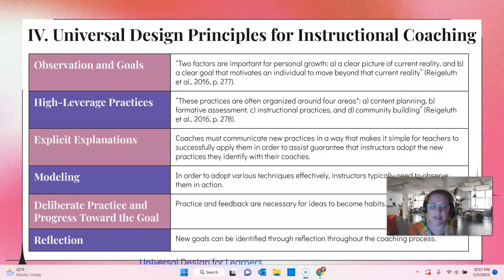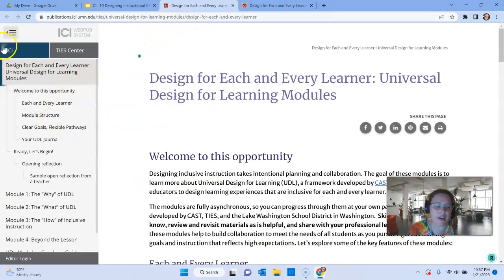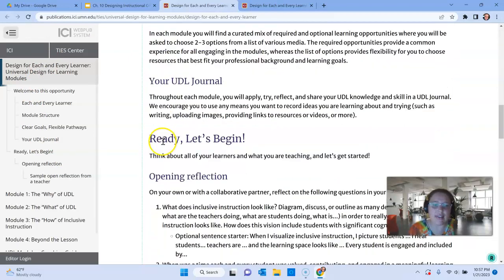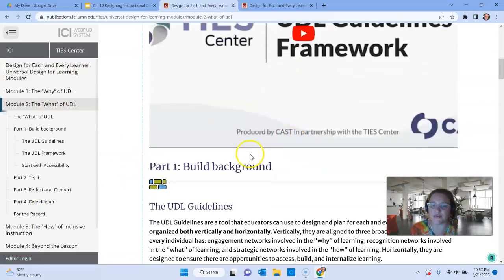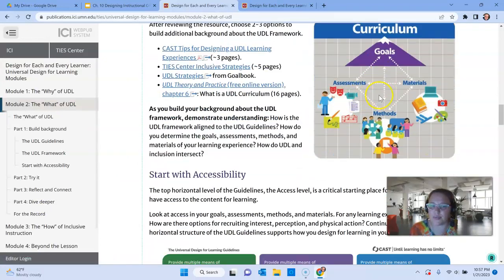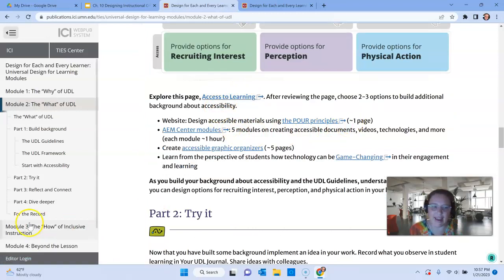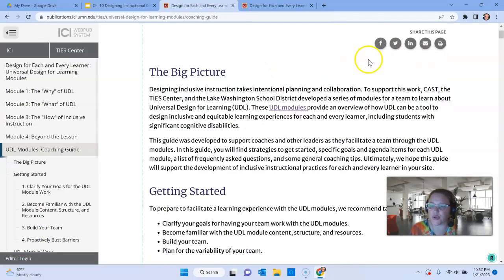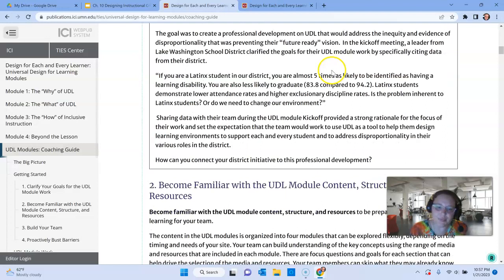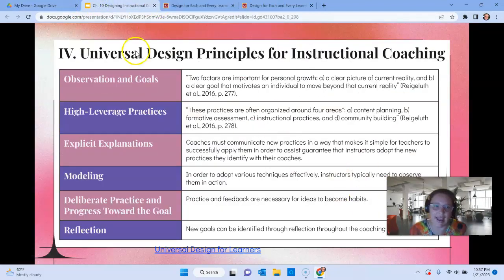And so this is the universal design for instructional coaching. I have linked here at the bottom some information, a website that will lead you to the universal design for learners. This is really kind of cool. There's a lot of information with different modules. You can see there's videos, slideshows, diagrams, and links to handouts. And then there are also some more UDL modules for the coaching guide that's provided here. These are recommended for use with the TEA.